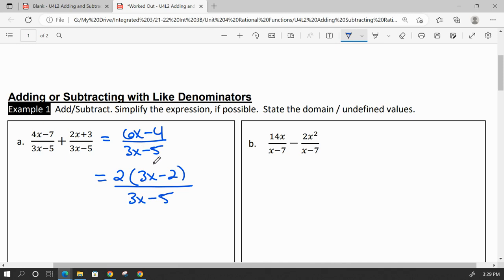So had I gotten a 3x minus 5 on the top to reduce with the 3x minus 5 on the bottom, that would make this problem a little bit more interesting. But the 3x minus 2 and the 3x minus 5 are not the same thing. So we cannot do anything further. Because this could not be reduced, you didn't really need to factor that numerator. So either answer is correct.